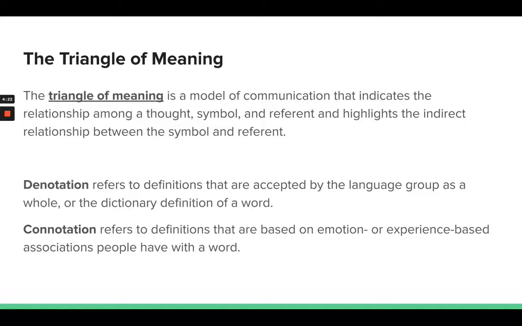Denotation refers to definitions that are accepted by the language group as a whole, or the dictionary definition of a word. Connotation refers to definitions that are based on emotion or experience-based associations people have with a word. So when we want to ensure that we're communicating clearly, we need to use the dictionary definition of a word and not use a word in a way that we have a different emotional attachment to it.